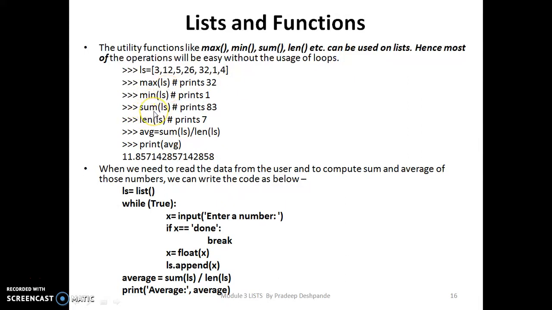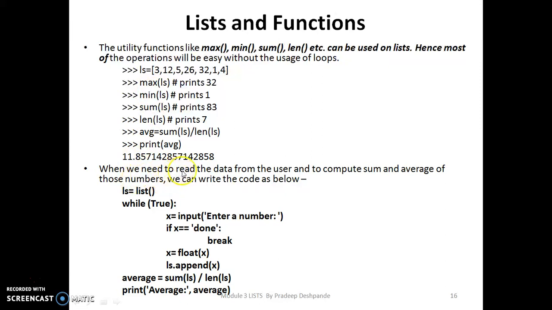Sum of ls will return 83, that is nothing but the sum of all the elements of the list. Length will return the length of the list. If you want to find the average, then you have to use sum divided by length. Sum will add all the elements, whereas length will find the number of elements. That is how we can find the average here. That is how we have max, min, sum and length.